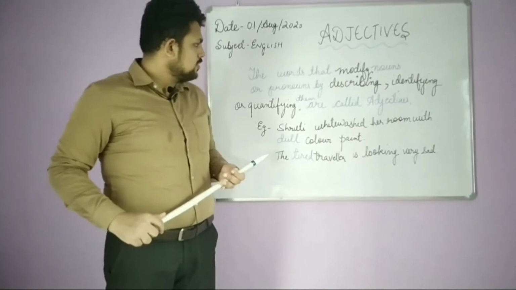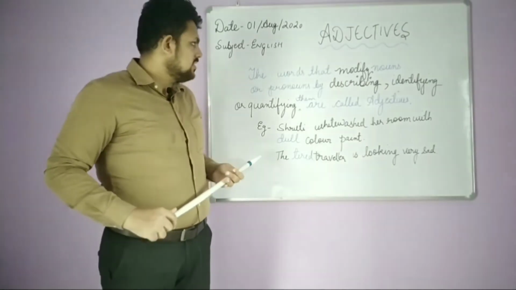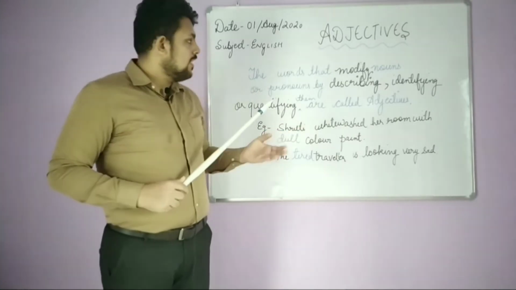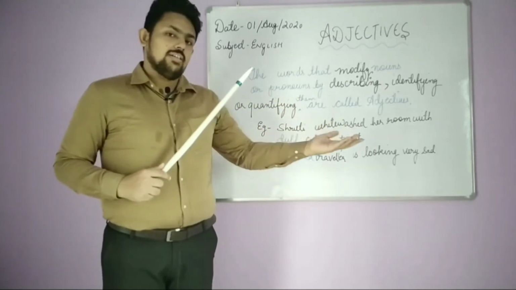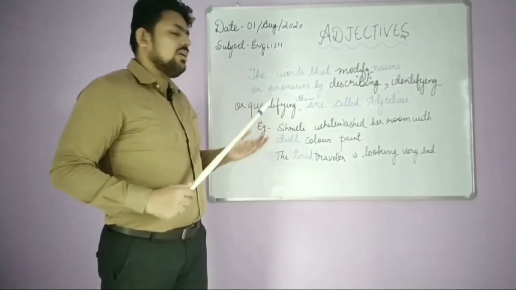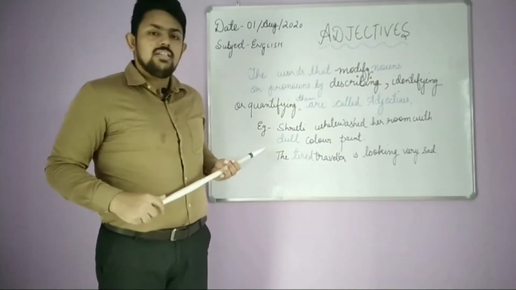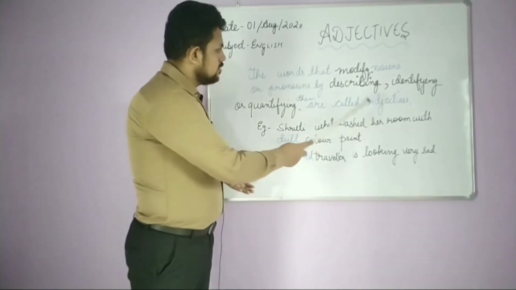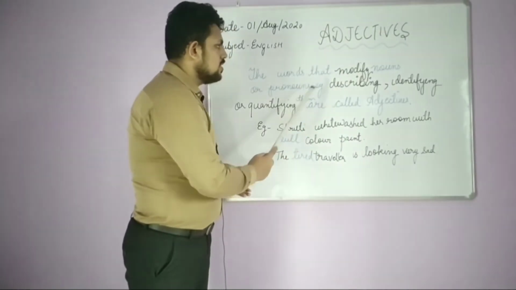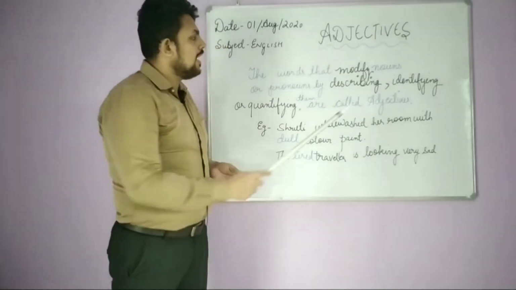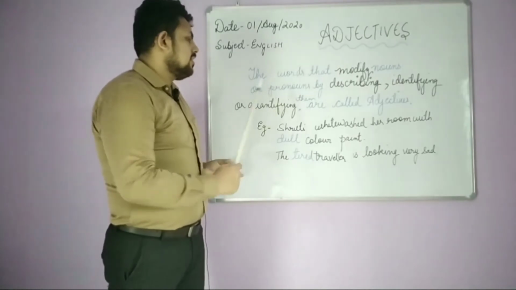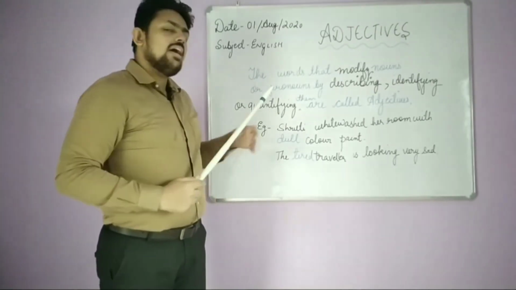Okay, so the particular set of words that modify, that add something to the meaning of nouns or pronouns by either describing it, identifying it, or quantifying them, okay, these are called adjectives. So the words that modify the nouns or pronouns by describing, by identifying, or by quantifying the nouns or pronouns are called adjectives.